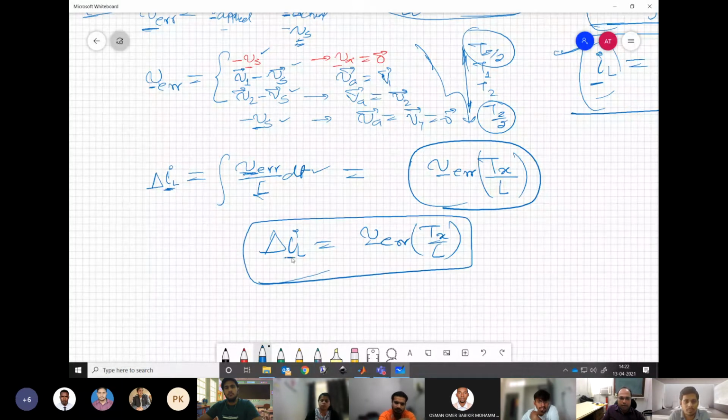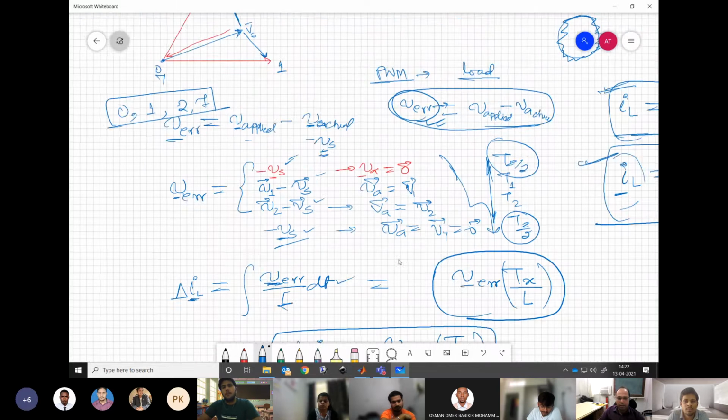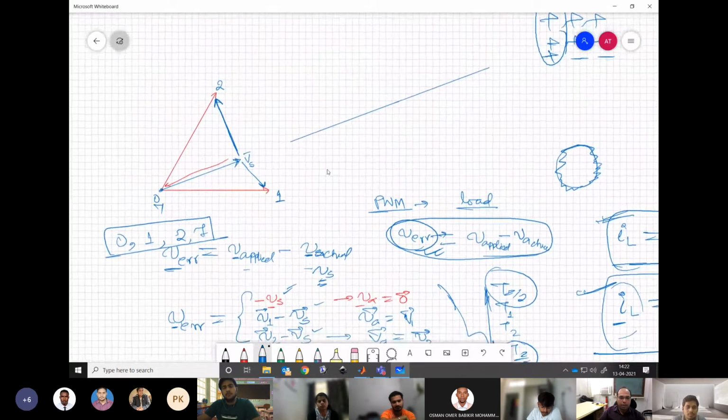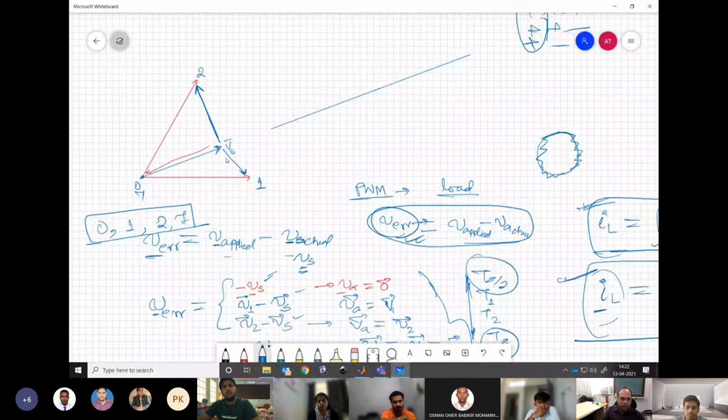My voltage error is scaled by Tx by L, and that is what is basically my current error or ripple in the current vector, because all the quantities are fixed. Vs is fixed, V1 minus Vs is fixed, V2 minus Vs is fixed, and again the last is also fixed. So what it means is that our ripple is only going to be a section of these error vectors. A small portion of whatever error vector you have drawn is going to be part of our current ripple.